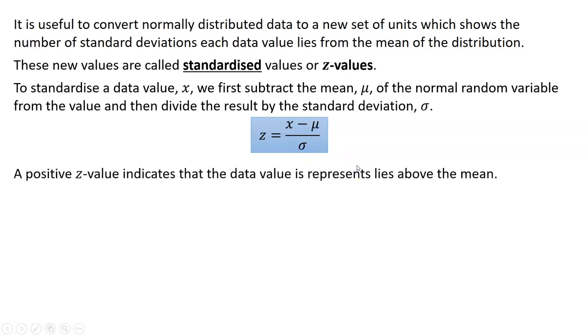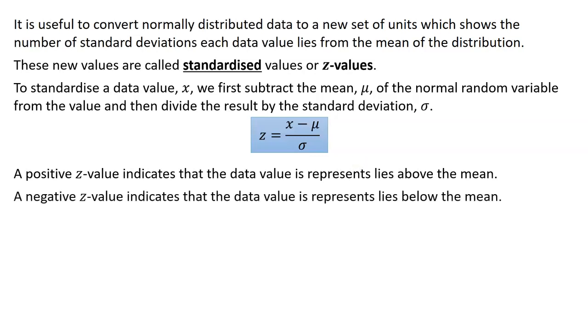If we end up with a positive Z value, that tells us that the data value is above the mean. And the actual value you get, that's how many standard deviations away from the mean it is. If we get a negative Z value, then the data value that it represents is below the mean. If we get a 0 Z value, the data value that we have is the mean.